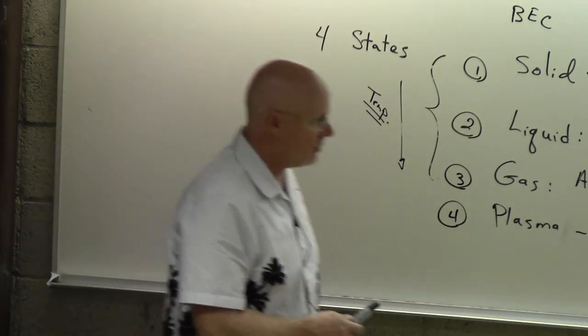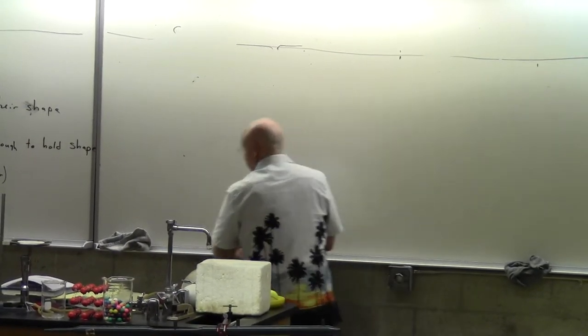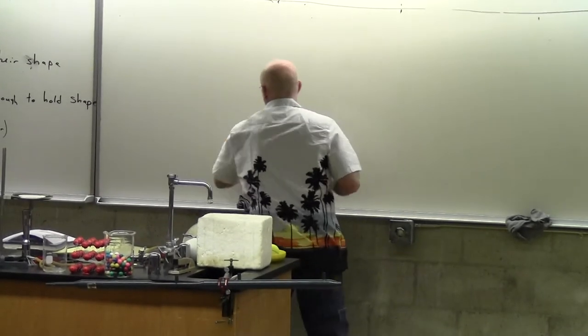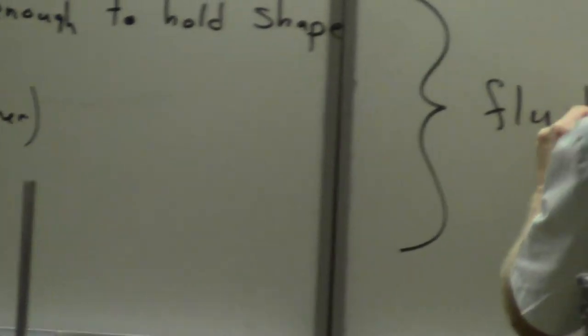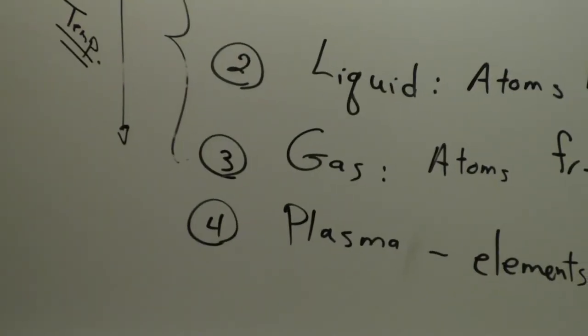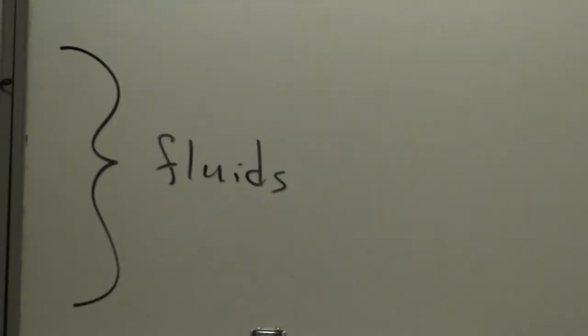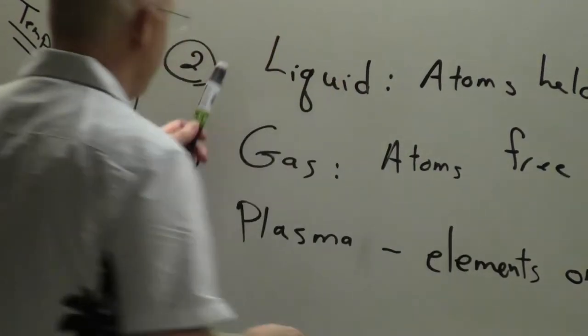But I do want to point out, and maybe I will clear this off the board here, that these last three, the liquid, the gas, and the plasma, the atoms can all move around each other. They can flow past each other. They're not locked into place. And so those three are called fluids. Let me begin by emphasizing that fluids do not mean liquids. For some reason, that's kind of the norm. A fluid is anything where the atoms can move around and pass each other. You can see that these three states are free to do that.